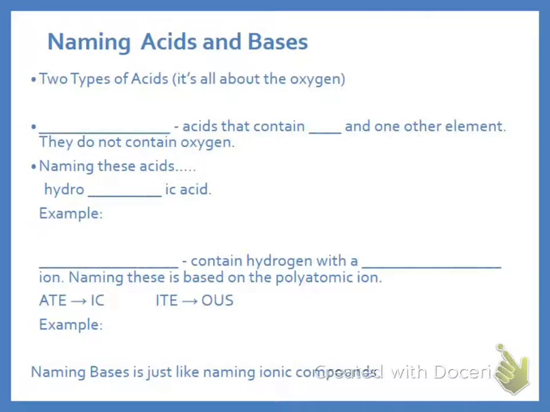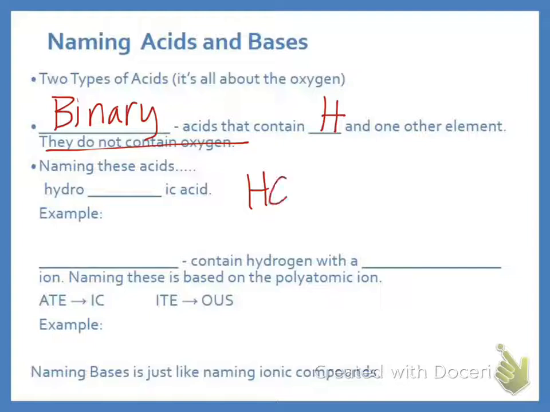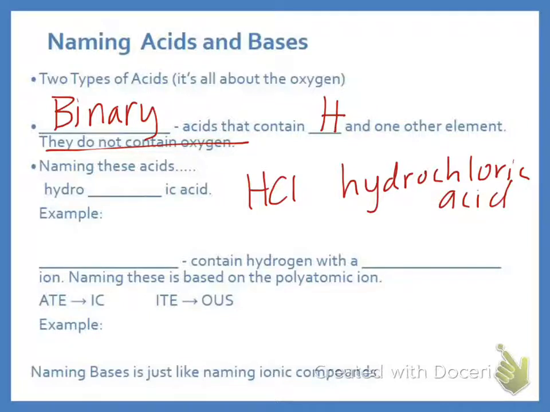So, naming acids, there are 2 types, and remember it was about the oxygen. The first type was a binary acid, and that is when you have hydrogen and one other element. They do not contain any oxygen. That was supposed to be underlined, not crossed out, sorry. So an example of that would be, remember HCl, how would I name that? Hydrochloric acid. Okay, so that's how we do the ones without oxygen and with only 2 elements.